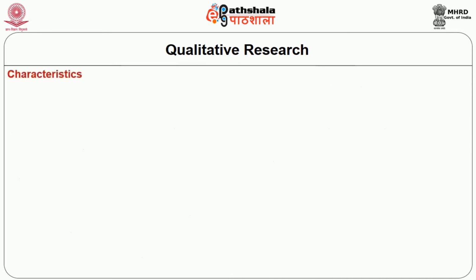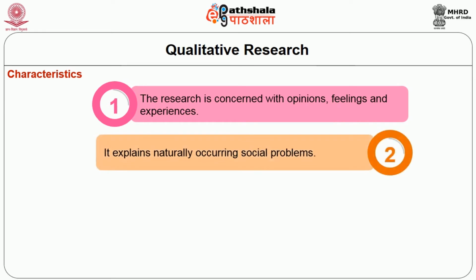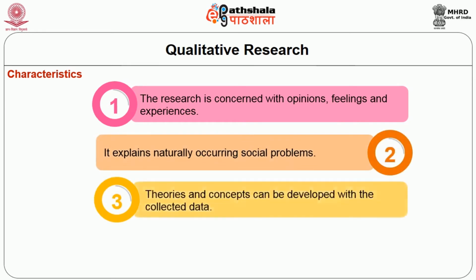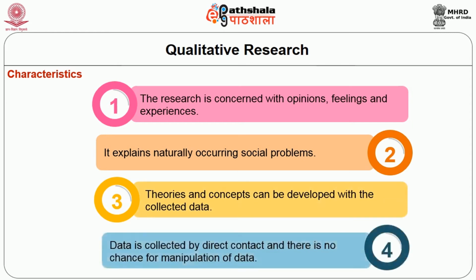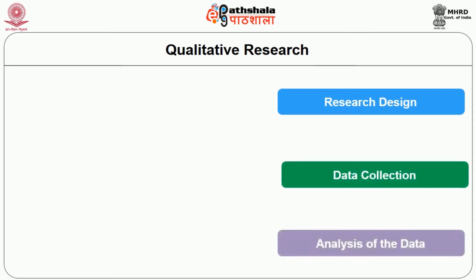Characteristics of qualitative research are: the research is concerned with opinions, feelings, and experiences. It explains naturally occurring social problems. Theories and concepts can be developed with the collected data. Data is collected by direct contact, and there is no chance for manipulation of data. There are three key elements that define qualitative research.